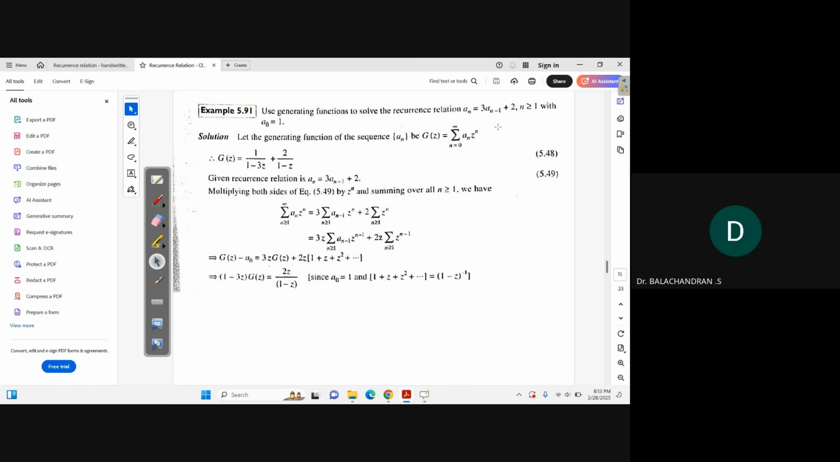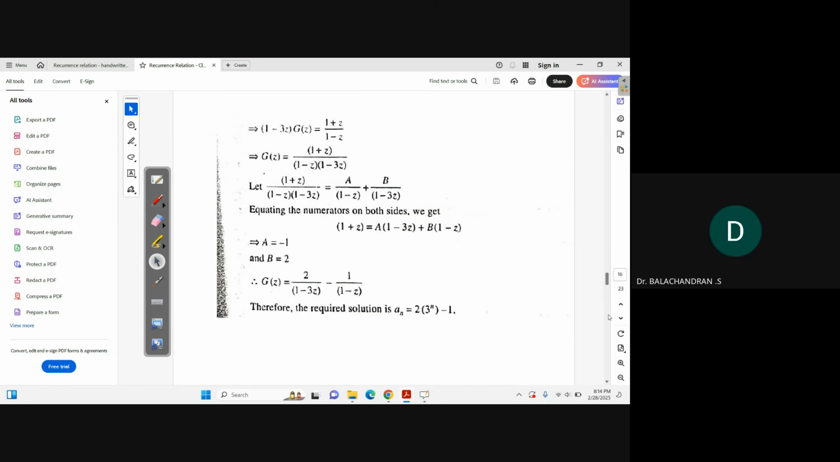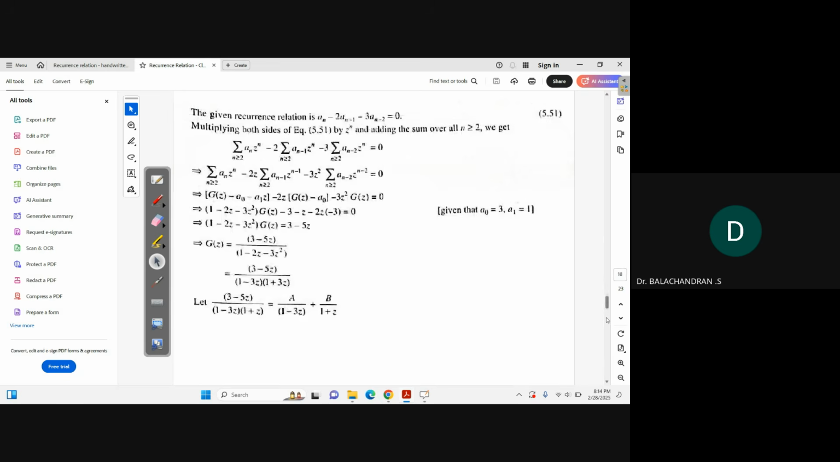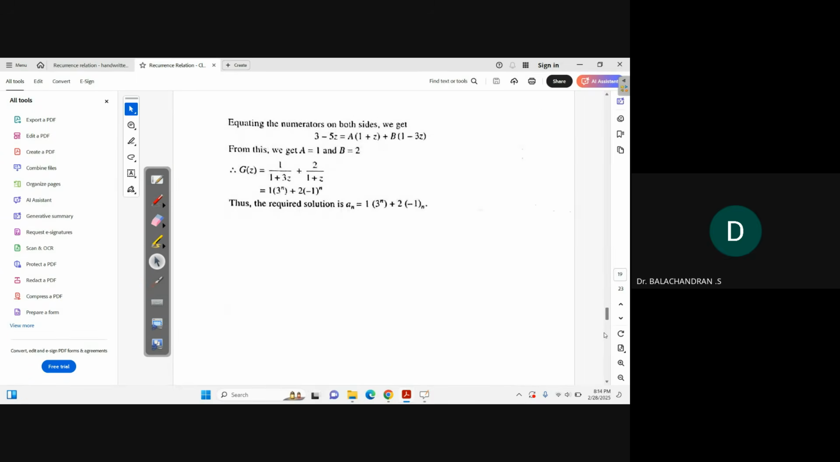And I don't explain 5.91 this problem: an equal to 3 into an minus 1 plus 2 where n greater than or equal to 1 with a not equal to 1. I feel this problem is slightly easier, that's why I skipped this one. And then I don't explain this problem also: an minus 2 into an minus 1 minus 3 into an minus 2 equal to 0. Okay, you can try to solve this problem.